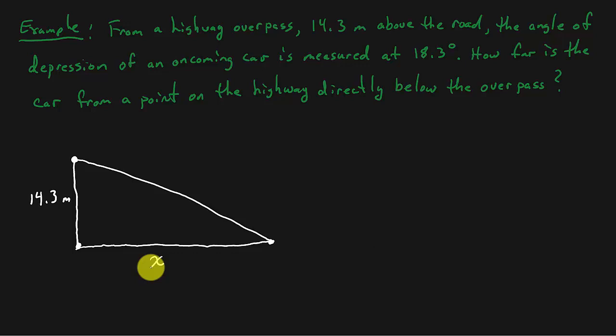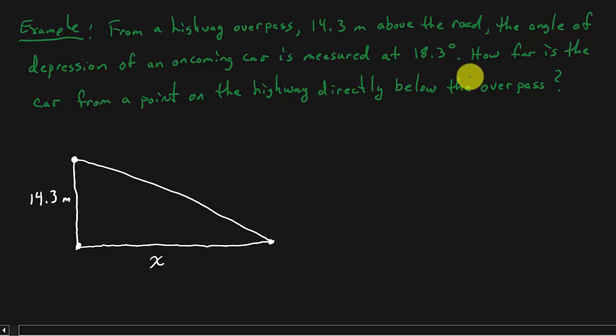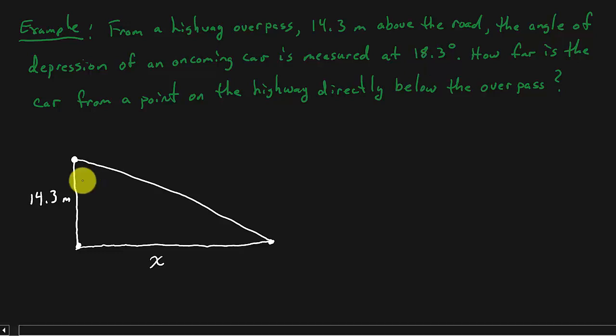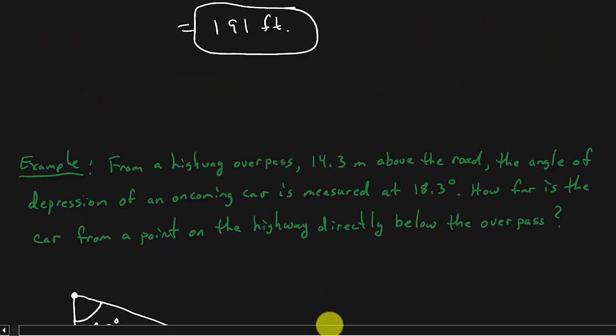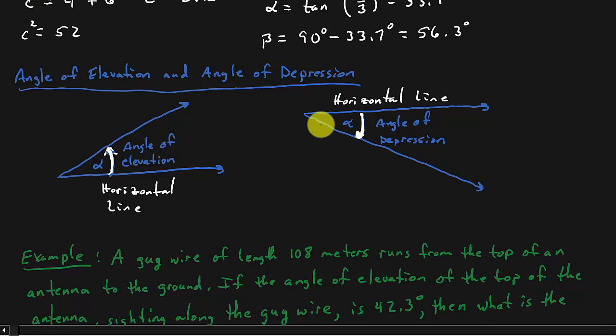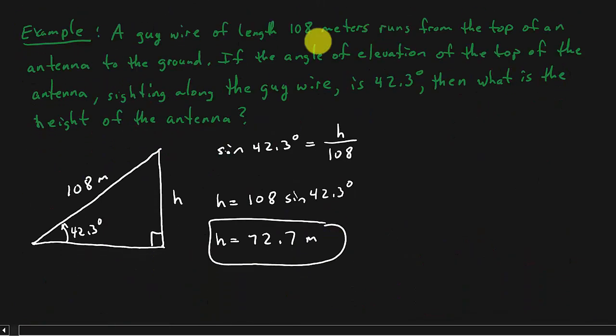All right. Now, what do they give us? They give us the angle of depression is 18.3 degrees. Now, this is where students mess up all the time. That angle of depression of 18.3 degrees, what most students do is label that 18.3 degrees. That is not the angle of depression. Remember what I told you up here. The angle of depression is measured off the horizontal.